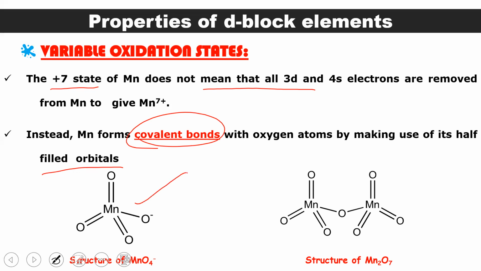If you observe the structures of the manganese compounds, see this one. This is MnO4 -, in which manganese will show the +7 oxidation state. In this compound also, manganese oxide, Mn2O7, manganese will show the +7 oxidation state by forming covalent bonds with the oxygen atoms.